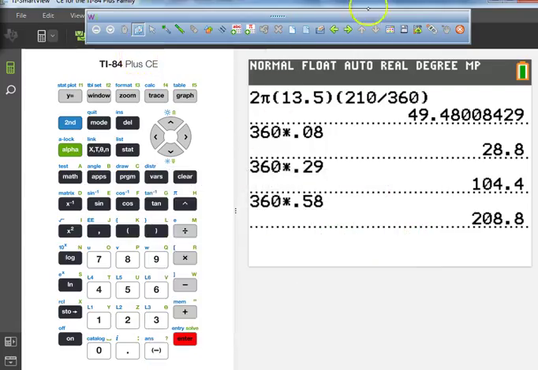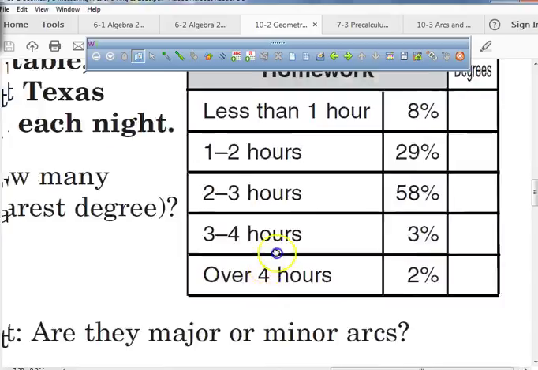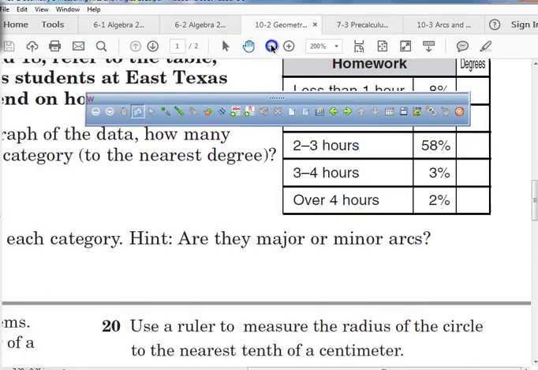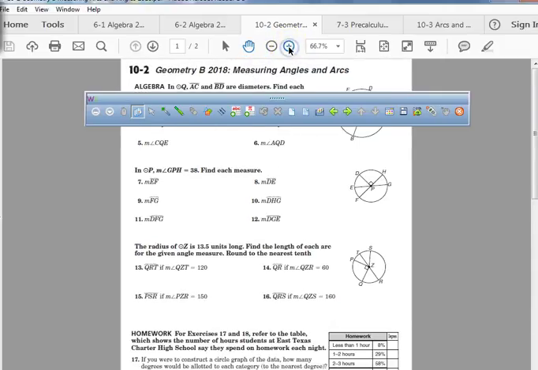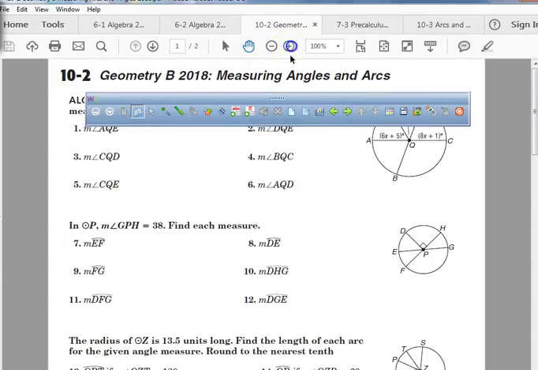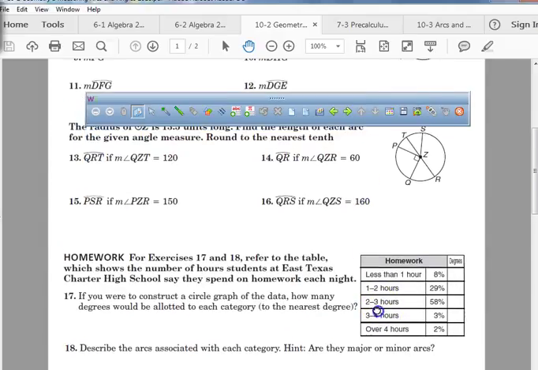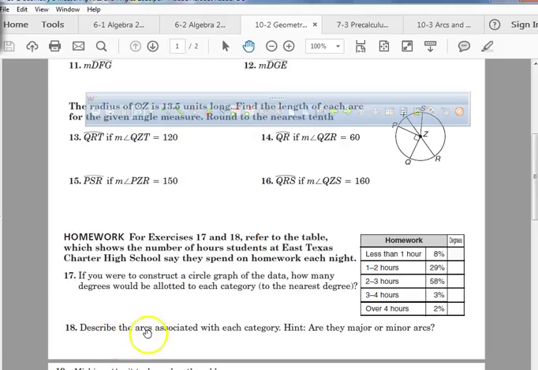All right, how about this? Let me zoom out. Help you out. Here we go. We're zooming out. A little too much. We'll zoom back in. There we go. So it says for exercise 17 and 18, refer to this table. It says if you were to construct a circle graph of data, how many degrees would be allotted to each category? This is the answer to number 17. Now, describe the arcs associated with each category.